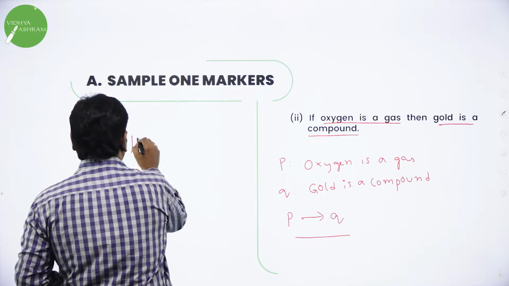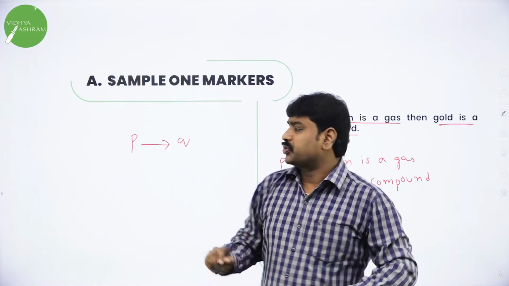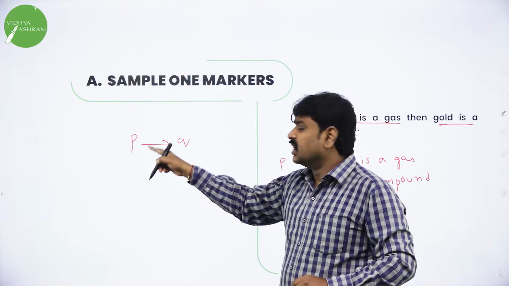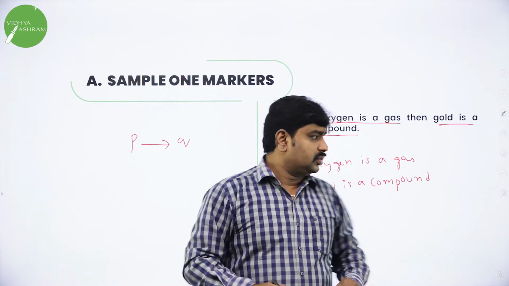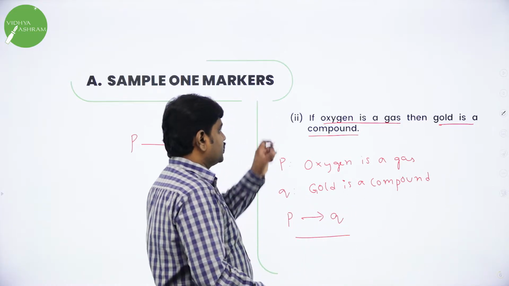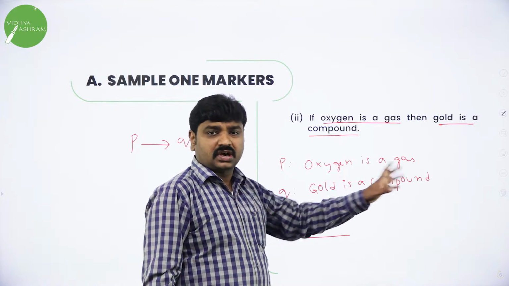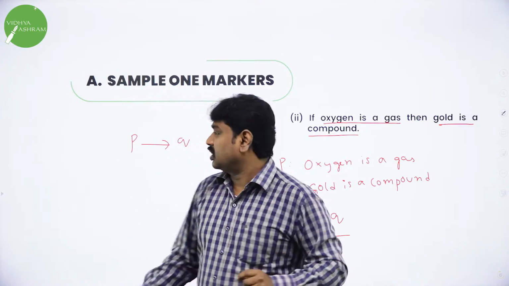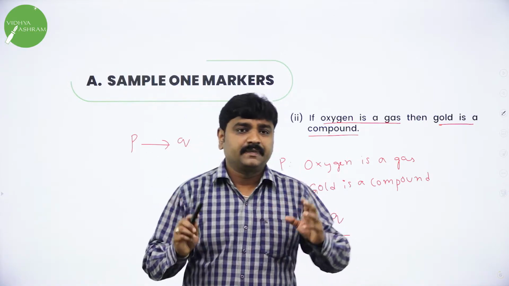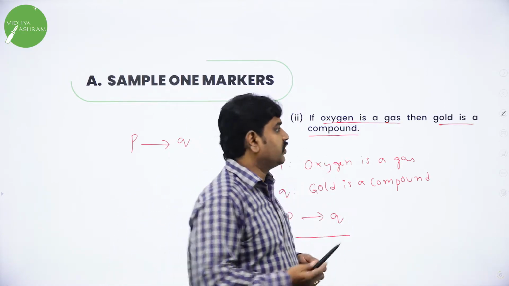Therefore the final answer is what? P implies Q. The compound proposition, or the symbol of the compound proposition, is P implies Q. How to read this? If P then Q. So here if P then Q means if oxygen is a gas, then gold is a compound. So the first statement is P, oxygen is a gas. Second statement is Q, gold is a compound, and the final answer is what? P implies Q. That's it. So now we are done with symbolizing. Next we'll go for further symbols.